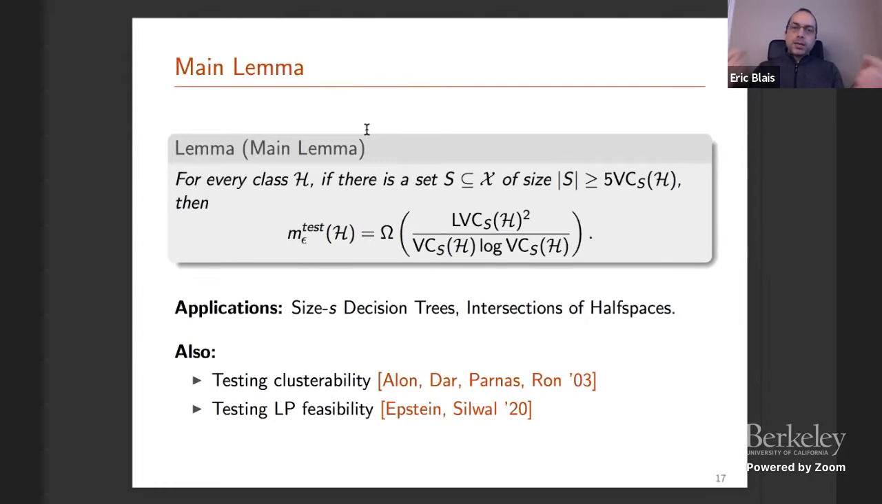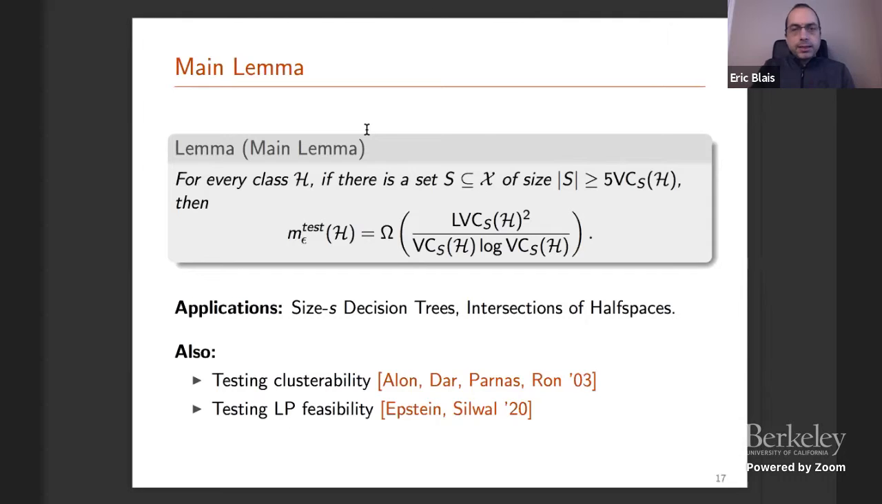As you would expect, because of the example that we saw where testing can be done with a query complexity that's really independent of the VC dimension. So I mentioned it can be applied for more properties this way. Just one more thing I wanted to mention quickly. This kind of lemma applies for other problems that don't fit the general framework that I've been talking about so far of PAC learning functions. It works for testing clusterability, and it works for testing LP feasibility in the sense that it was introduced by Epstein and Silwal earlier this year.